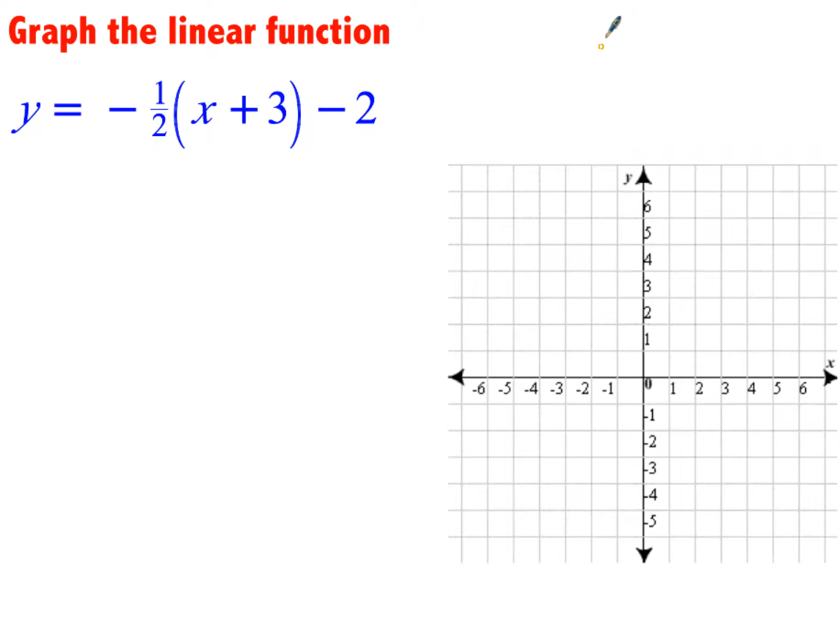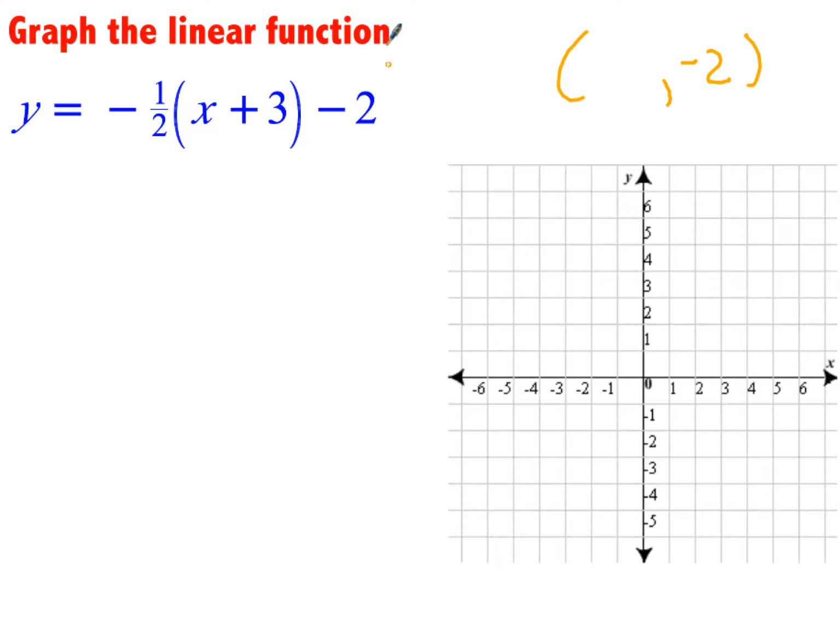So first I need to figure out what is my point. If we look on the outside here, here's my k. It's always going to be on the outside of the parentheses. So this is my y value. And I just copy down what the number is. Because it's -2, my y value is -2.